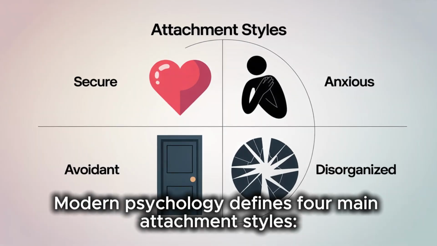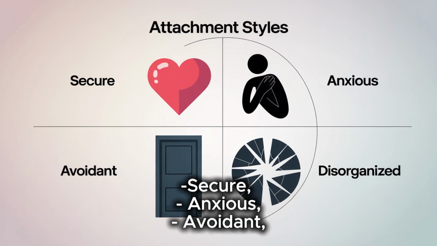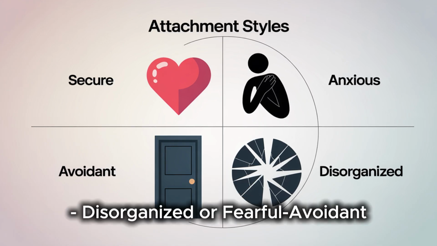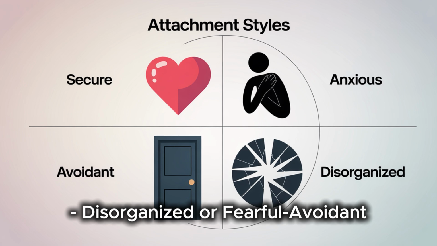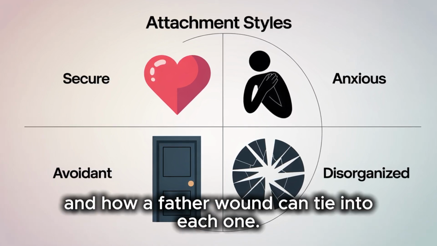Modern psychology defines 4 main attachment styles: secure, anxious, avoidant, and disorganized, or fearful avoidant. Let's break them down and see how a father wound can tie into each one.